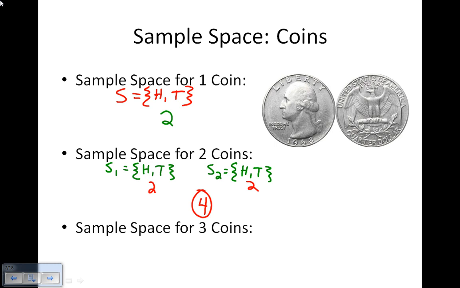The last one, same idea. For the first coin, I have 2 choices. Second coin, 2 choices. Third coin, 2 choices. So to find the total overall size for flipping 3 coins, it's just 2 times 2 times 2. There are 8 possibilities. Now, could we write them all out? For example, could we write heads, heads, heads, heads, heads, tails, and so on? Of course. But I don't want to do it 8 times. I want to find that shortcut.